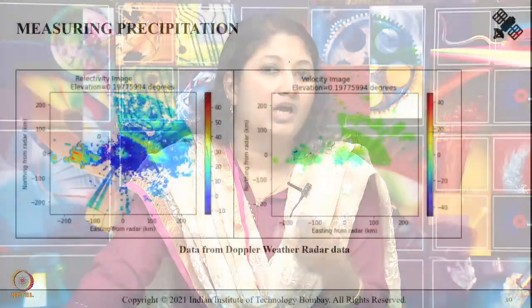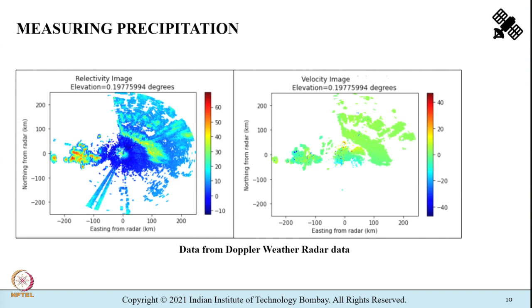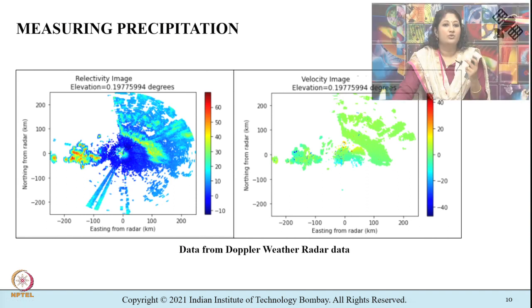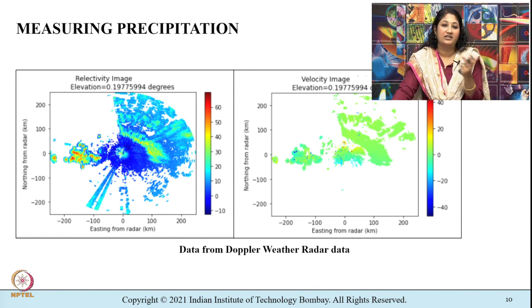Starting with precipitation. It is a key variable that drives the atmosphere's general circulation through latent heat release. Accurately quantifying the spatial as well as the temporal variability of precipitation is essential for applications in many disciplines, one of which is water resources. What you see in front of you is the data from a Doppler weather radar, DWR, which is used for measuring precipitation. Shown towards your left side is a reflectivity image, and shown towards your right side is a velocity image. We shall be seeing details about DWR in future modules, hence I shall reserve my explanations for the upcoming modules, but for now, I want you to visualize the different images obtained from active microwave remote sensing.